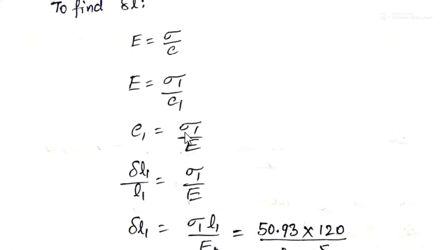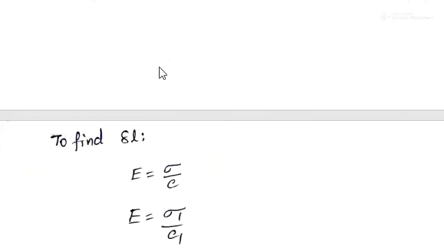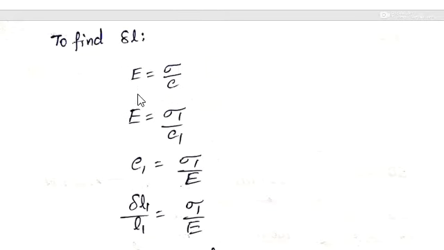To find the elongation for this first section, we know Young's modulus E is equal to stress by strain. Writing for part 1, it is sigma 1 by small e1, that is stress by strain in part 1. But E, that is Young's modulus, is the same for each section. So we write E equals sigma 1 by e1. The stress in part 1 and the strain in part 1 are different, where small e1 is the strain.